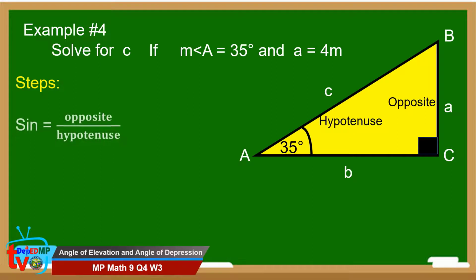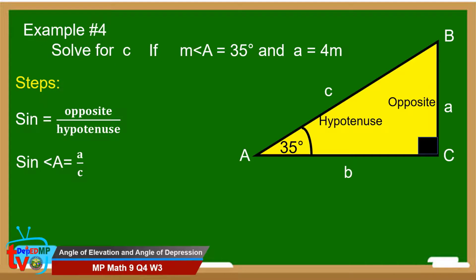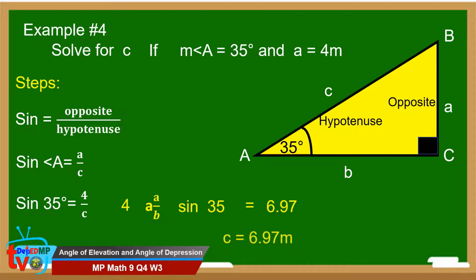Yes, we will use sine. Now, substitute the variables first. Then, substitute the given measures. Using our calculator, press 4, then press the fraction symbol, then press sine, press 35, press equals. What is the answer? Yes, it is 6.97. This means that the measure of the hypotenuse is 6.97 meters.